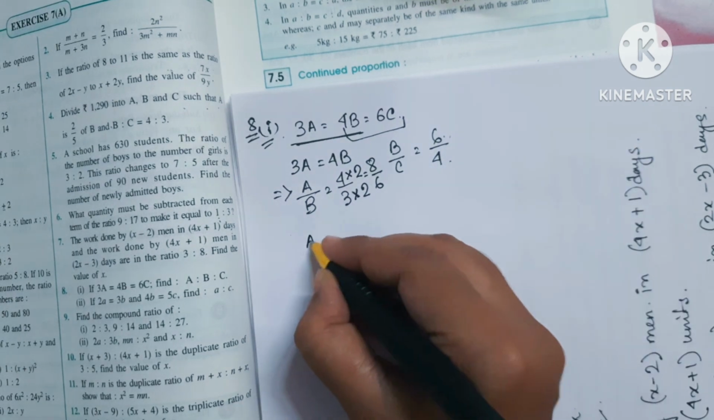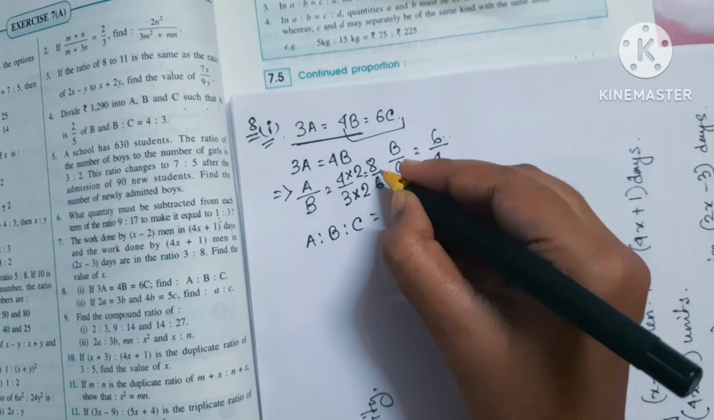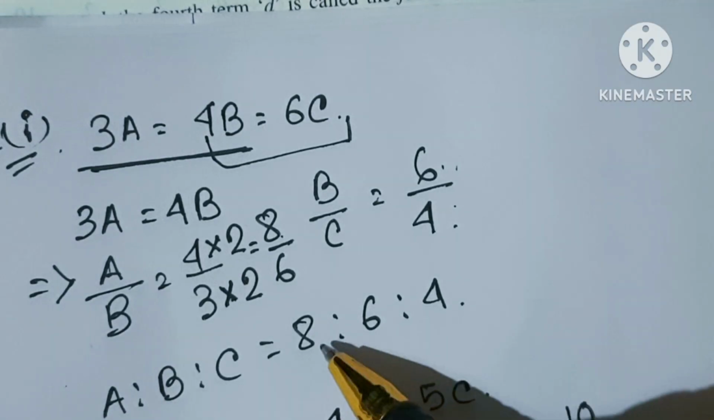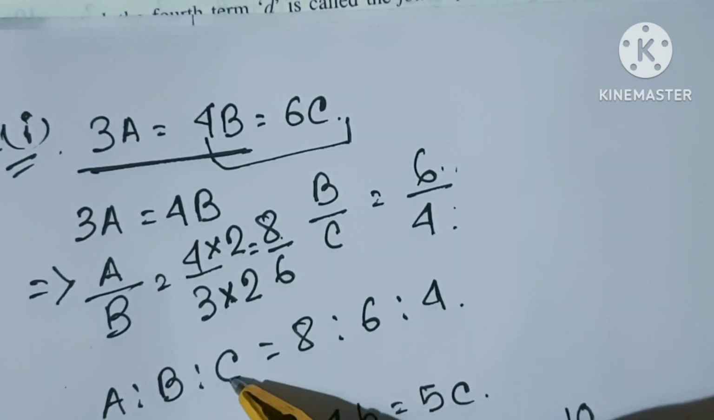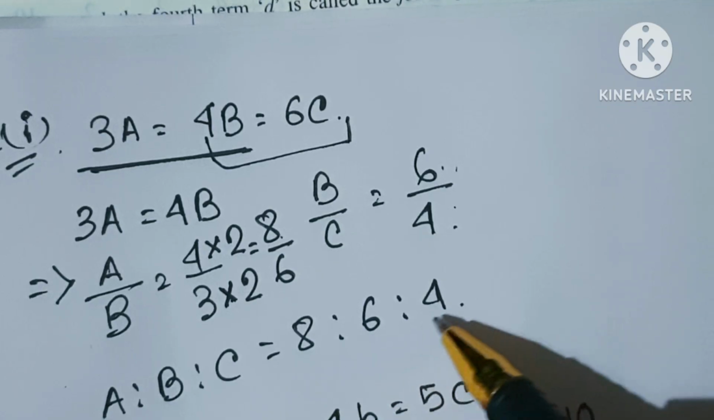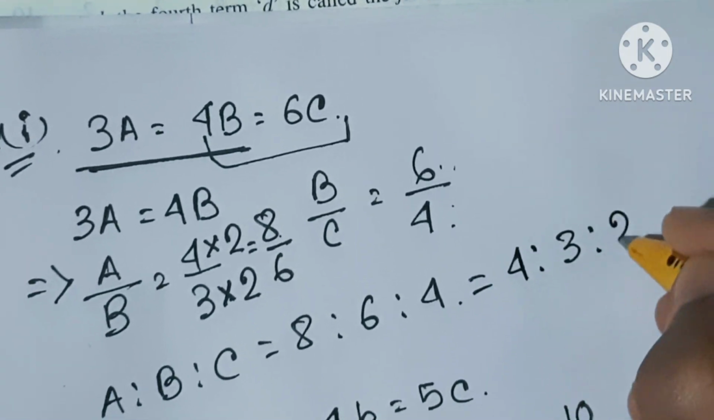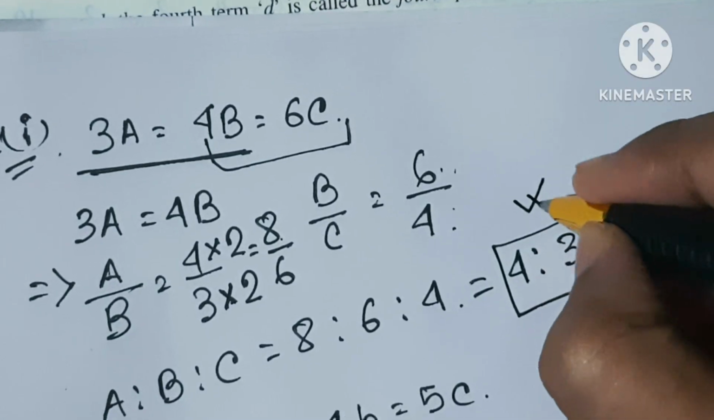So B part will be equal. So A is to B is to C will be 8 is to 6 is to 4. See, 2 is common in each term. So you can write 4 is to 3 is to 2. Okay. That will be the answer.